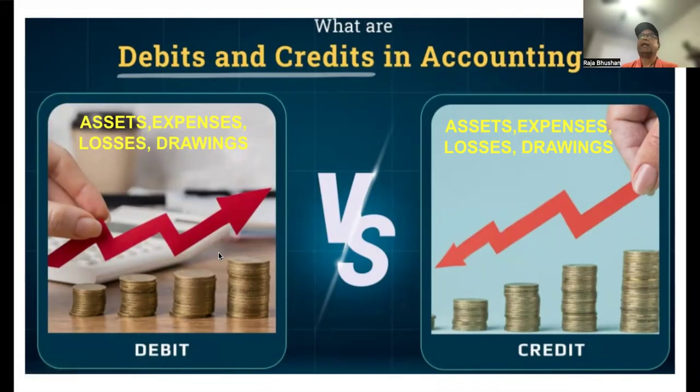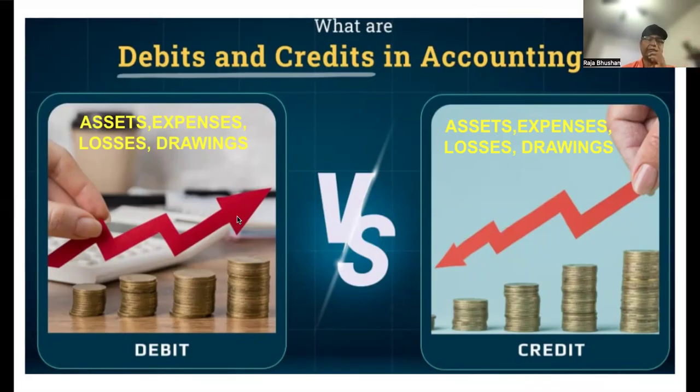Suppose you buy a car. So what is happening? Car is coming in. Car is an asset. So debit car or debit vehicles. And when you are paying cash to purchase the car, cash goes out. Cash is an asset. So you credit it. Are you able to see the arrows on your left and right? So to increase an asset, we debit. To decrease an asset, we credit. Similarly, if we incur any expense, we debit it. And if we incur any losses, we debit it.